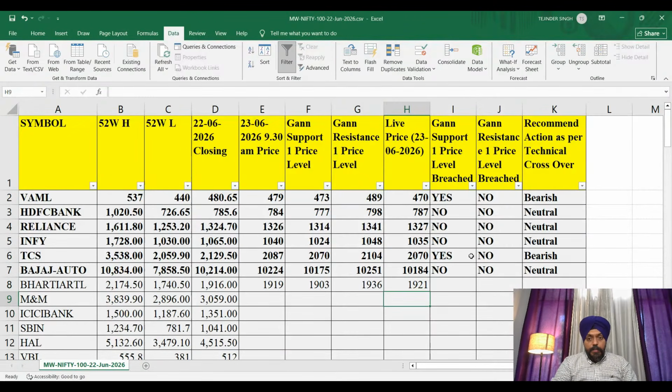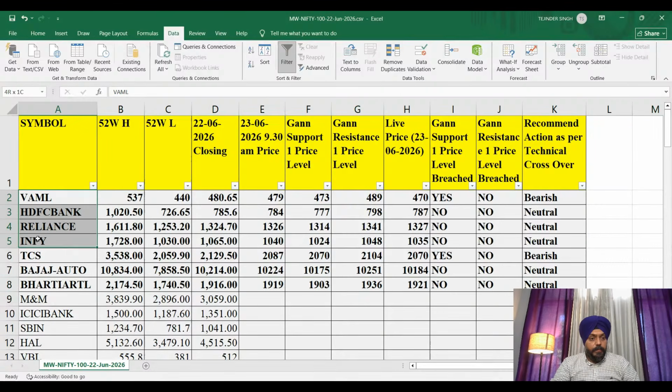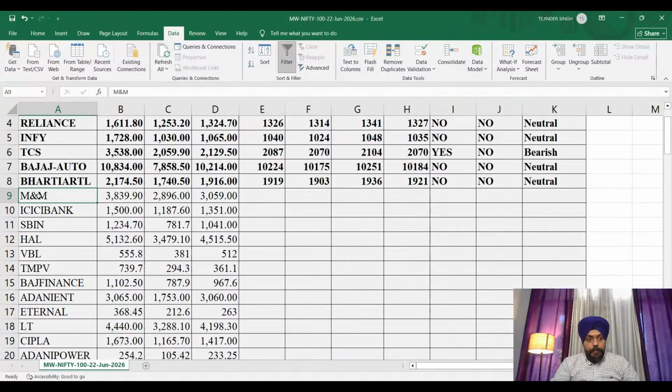So is the Gann support 1 price level breached? 1903 has not broken yet, right? No. So did resistance level 1 break out? No, it's 1921. So again our stance is neutral for this stock also. So we are done with the 7th stock. Now let's go to M&M.